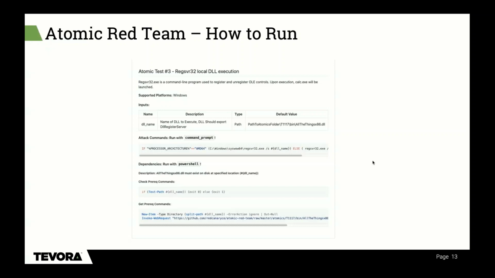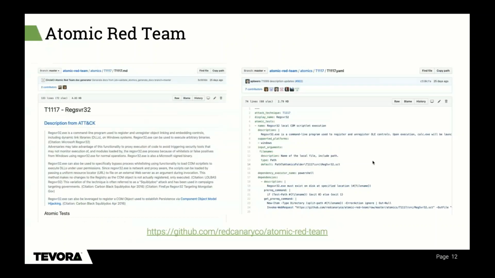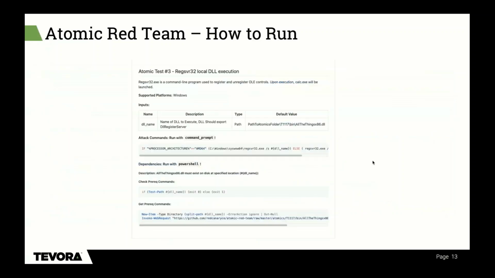This is an example of one. This specific one is the technique of using Regsvr32 to run a DLL. You could just take everything on this GitHub, run it manually, download that DLL from GitHub, copy that command line in, and run this attack technique to see, hey, is it going to get caught by my EDR? Is it going to get caught by my AV?